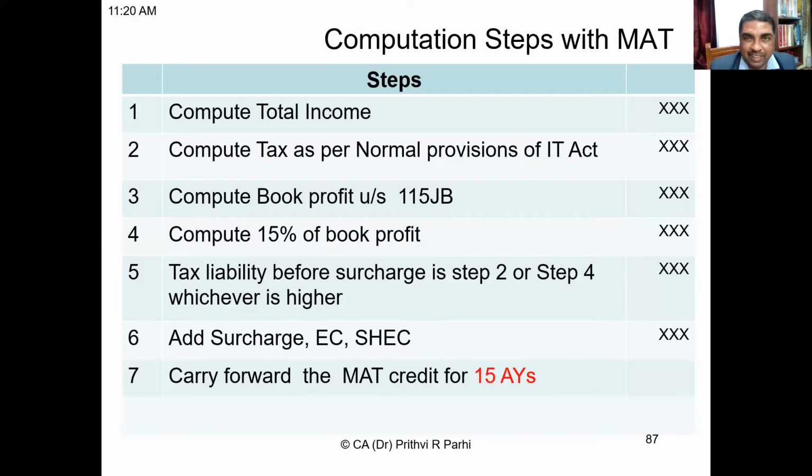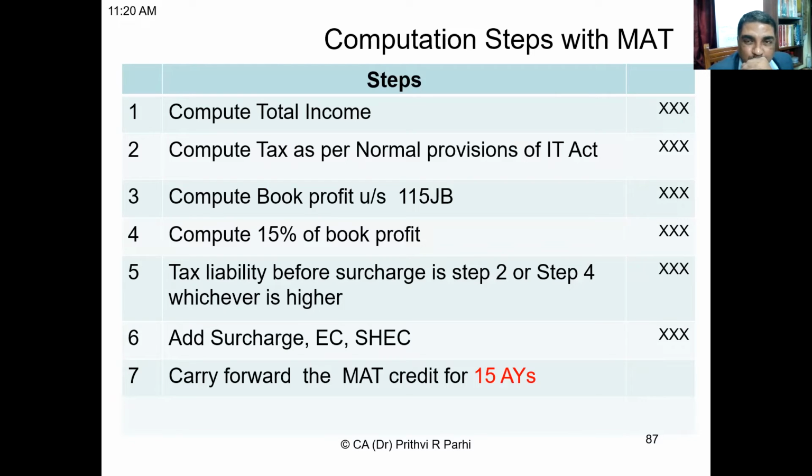How will book profit be calculated? What has to be added? What is to be deducted? Maybe at an appropriate time later on we can read it. But right now, let me explain to you these are the steps which are involved in computation of MAT. Now, please read this. What is step 1, step 2, step 3, step 4? Some of you, please read it out so that I'll be explaining.